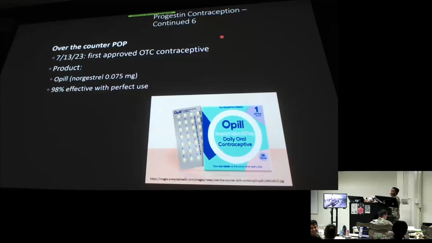okay? So this is your over-the-counter Opill, which is a POP, the first one that's approved. And again, it's just the progestin, so your norgestrel is the only thing that's added. Very effective if they use it within that 3-hour window. As soon as they are out of that 3-hour window, just watch this plummet, okay?